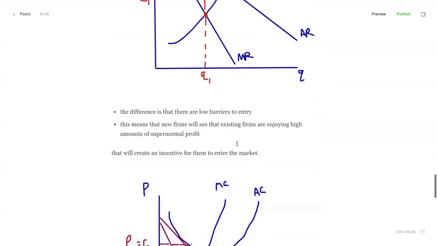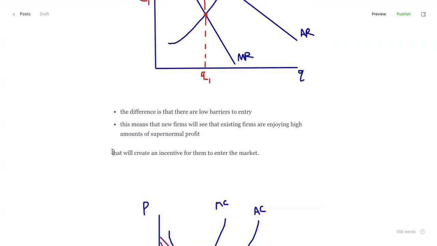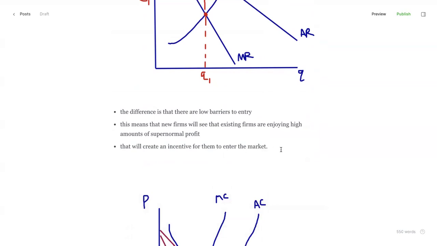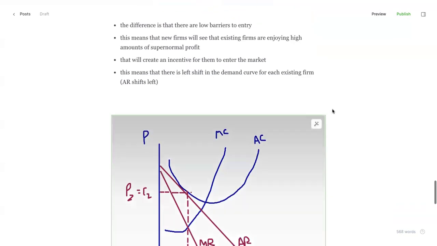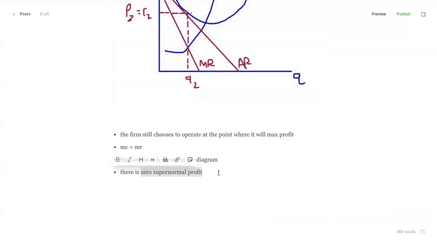Just before that, you want to say that this means that there is a left shift in the demand curve for each existing firm. AR shifts to the left. The diagram shows this, and then the diagram shows zero supernormal profit. We're done now. Diagram analysis is completely finished. All we've got left is evaluation.